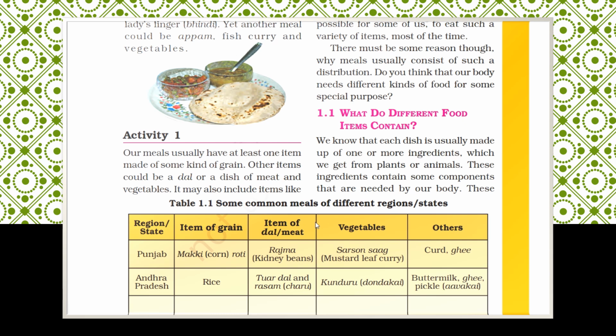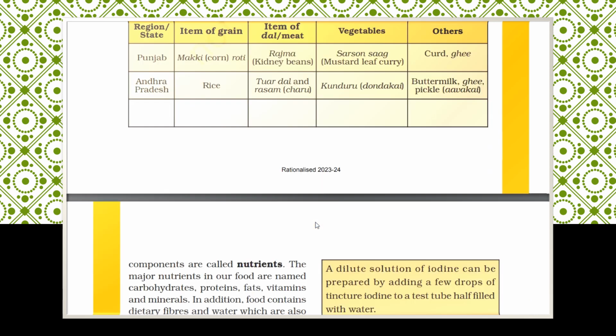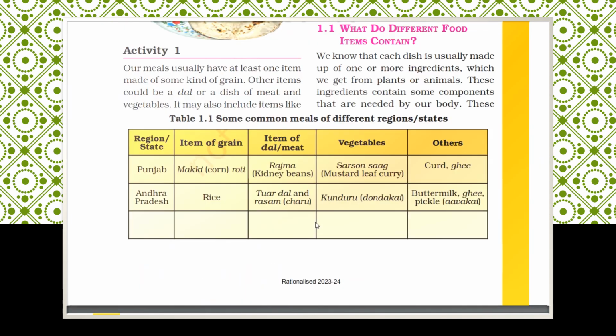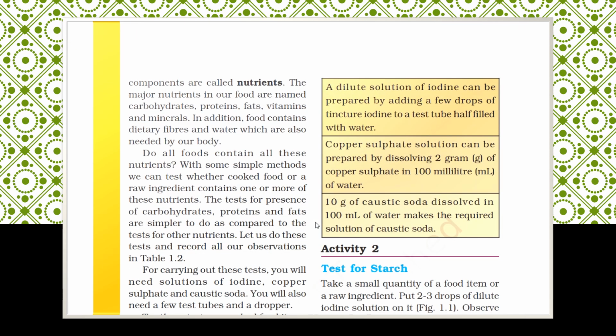We know that each dish is usually made up of one or more ingredients, which we get from plants or animals. These ingredients contain some components that are needed by our body. These components are called nutrients. So here you have to understand what a nutrient is. Nutrients are components in the food which are useful for our body. The major nutrients are named carbohydrates, proteins, fats, vitamins and minerals. In addition, food contains dietary fibres and water. Dietary fibres are also called roughage, which are also needed for our body.